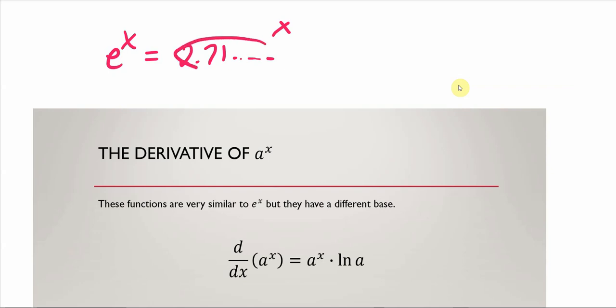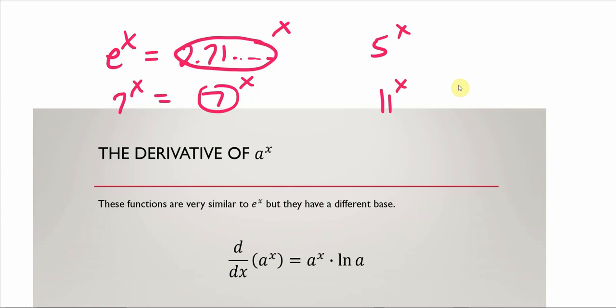So right here, my base is a number. So when I have 7 to the x, what's my base? My base is a number. Exponential functions have a variable in the exponent. So if you notice, here's an exponential function, here's another exponential function, here's another one. All exponential functions have x in the power.